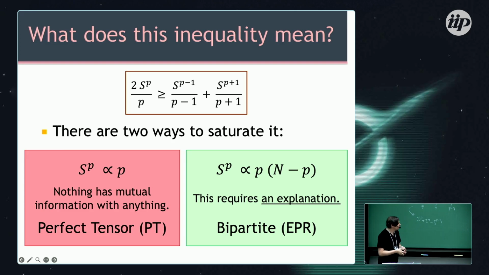Okay, and so that's the explanation for why nothing has mutual information with anything. Now, I want to say that this quadratic also has a structure, and that structure is that it's exactly bipartite or EPR-like. This one requires some explanation, so let me explain that on the next slide. But are there any questions about what I claimed so far?